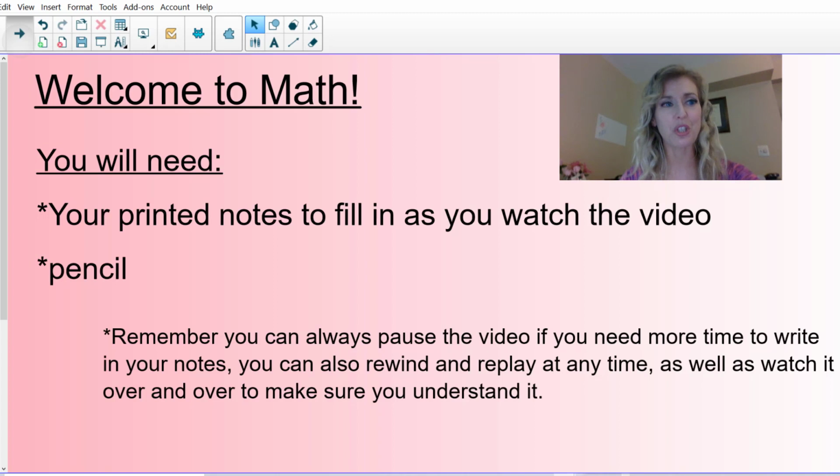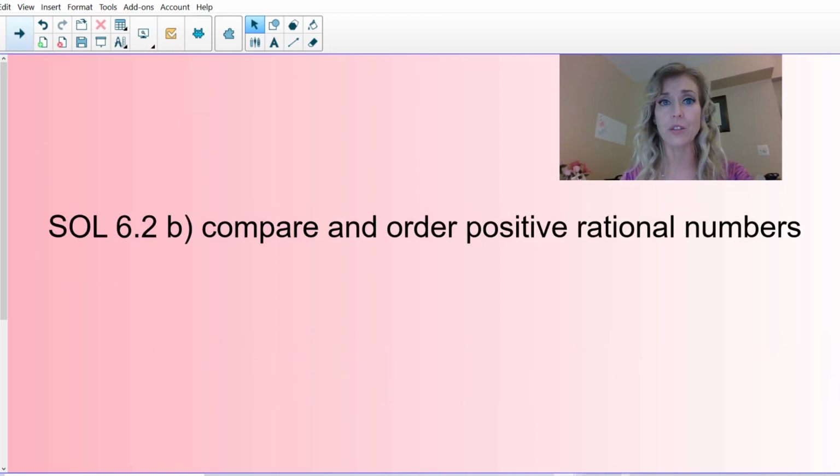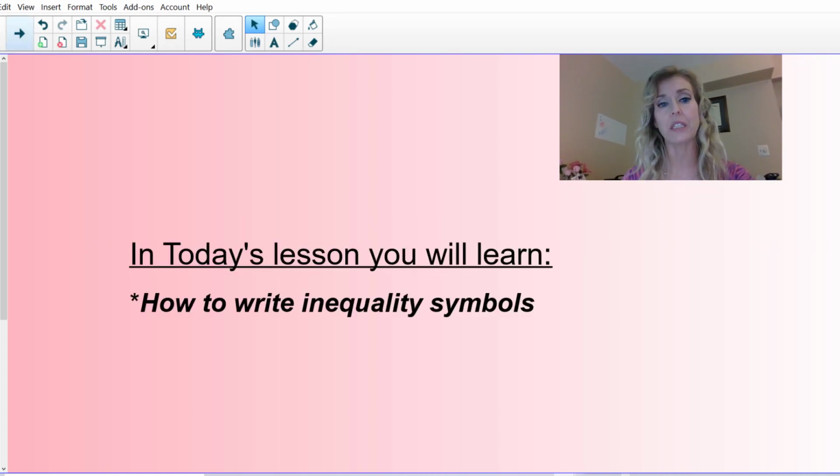So today we are going to talk about Standard 6.2b, comparing and ordering positive rational numbers. Specifically, today's lesson, we're going to focus on how to write inequality symbols. A bit of a review, so make sure you have your notes and let's get started.